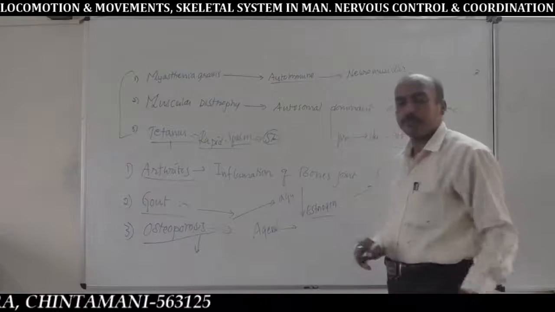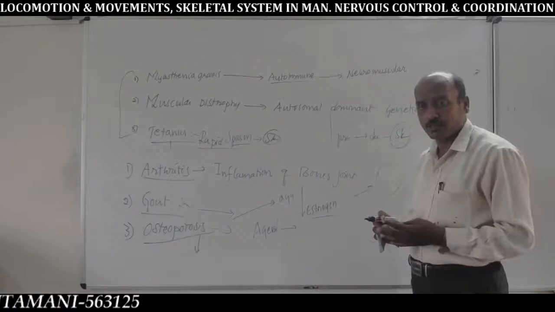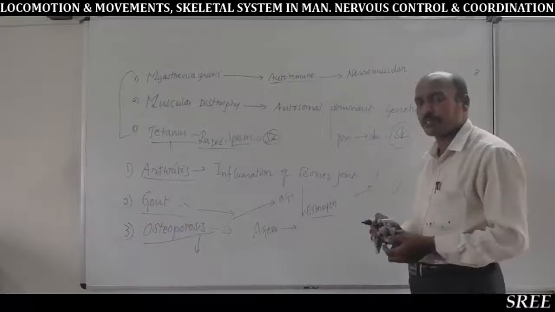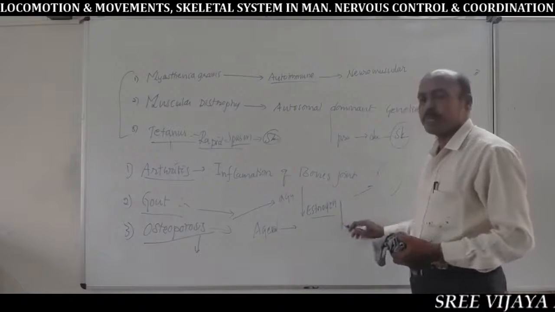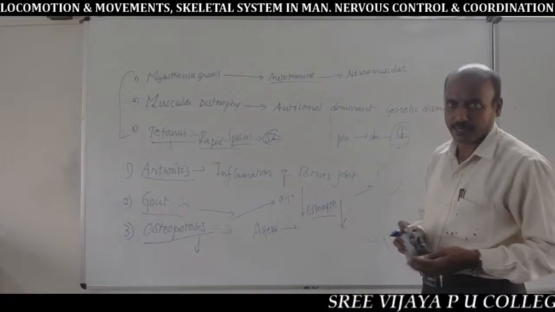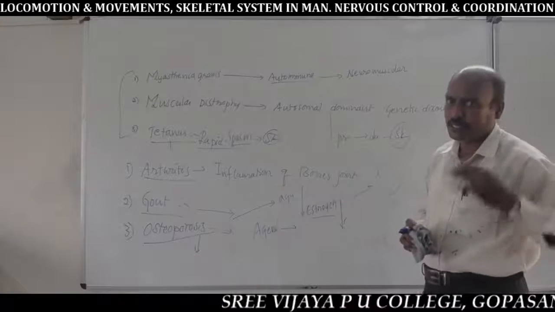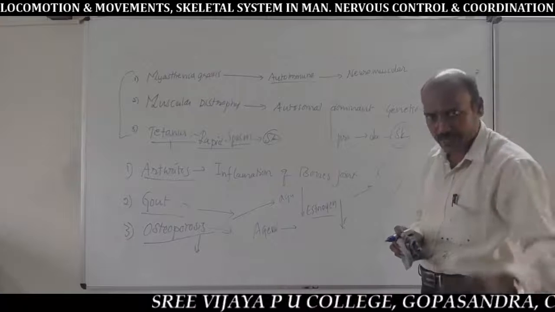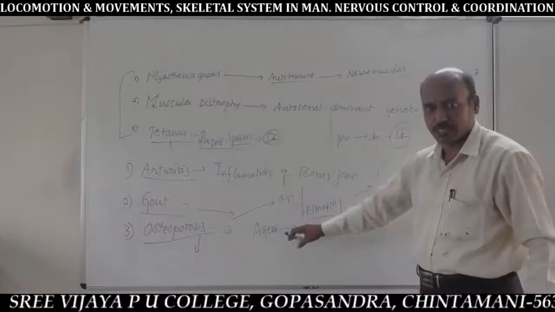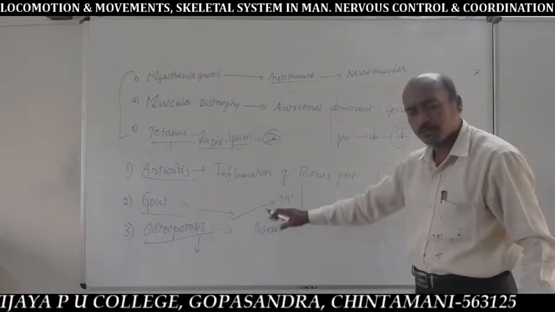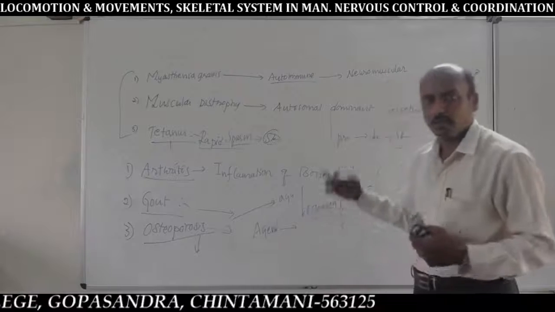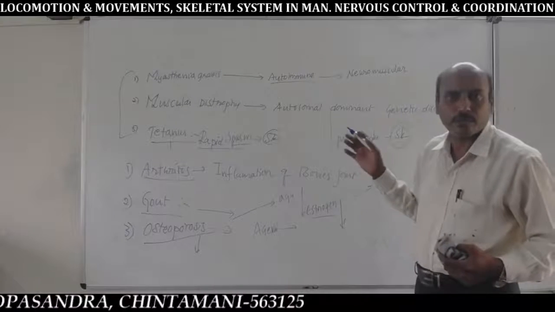See, in aged women after 45 or 50 years, the menstrual cycle stops and they enter into the menopause period. In the menopause period, the concentration of estrogen hormone will be low, which causes osteoporosis disorder. So, osteoporosis is maximally seen in females as compared to males.